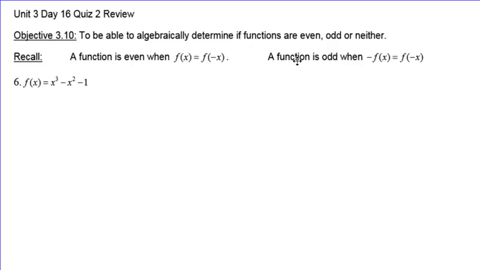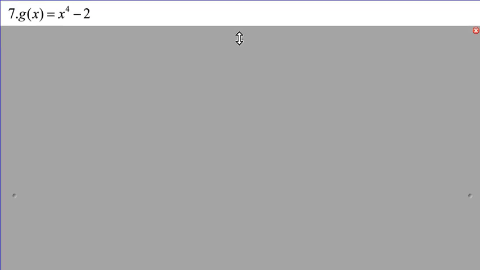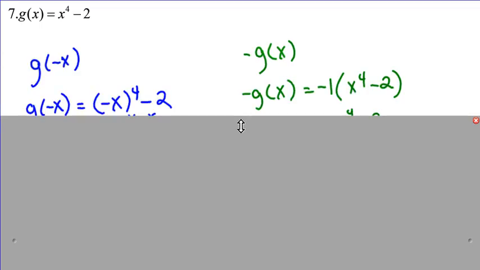So we're going to look at these rules and those transformations with our function here for number 7, which is g of x equals x to the fourth minus 2. So we're going to get it set up and ready for the two transformations, the opposite of the inputs versus the opposite of the function. And we're going to substitute those into the original and see what results.